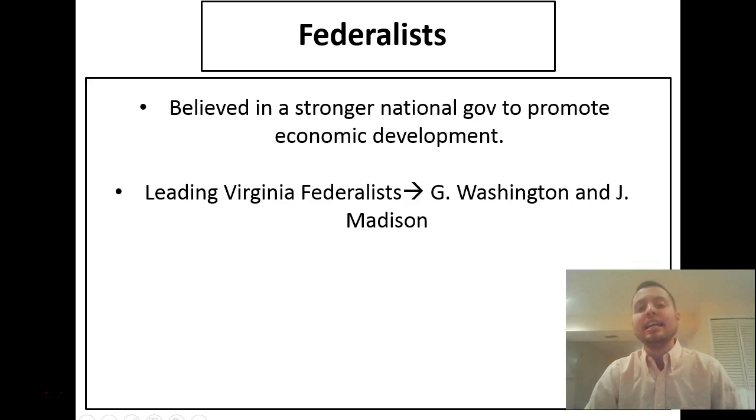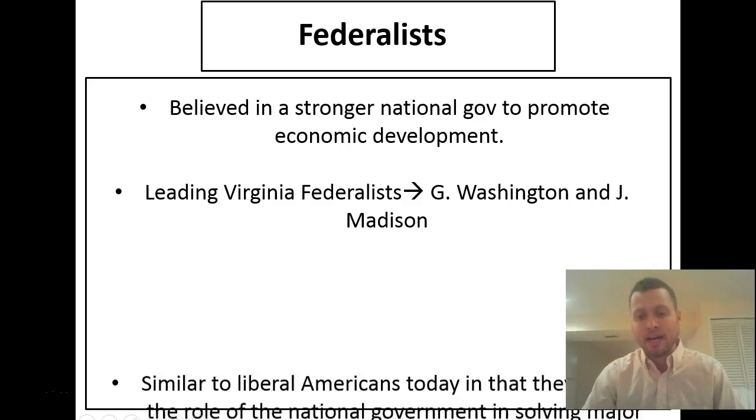Hey, the leading Virginia Federalists, two dudes, George Washington and James Madison. You know why they're Federalists? Because Washington was the president of the Constitutional Convention, so of course he's going to want the Constitution to be ratified. He's going to want that stronger government under the Constitution. James Madison was a Federalist because he strongly shaped the document. He was the father of the Constitution. So he is going to want to have the Constitution ratified, okay?